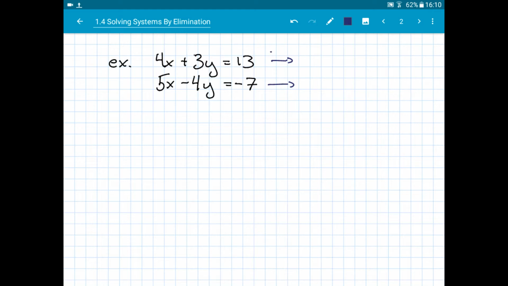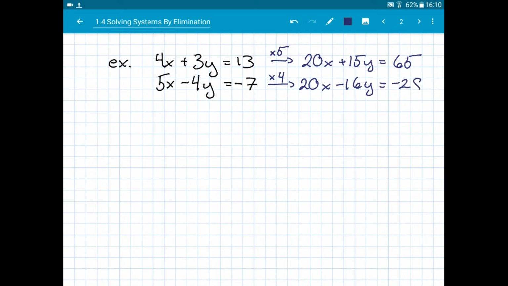In this case, I'm going to try to make them the same for the x values. So I'm going to multiply the top equation by 5 and the bottom equation by 4. So I'm going to end up with 20x plus 15y equal to 65. And on the bottom, I'm going to end up with 20x as well, which was our goal, so it's nice that that worked out. Minus 16y is going to be equal to minus 28.